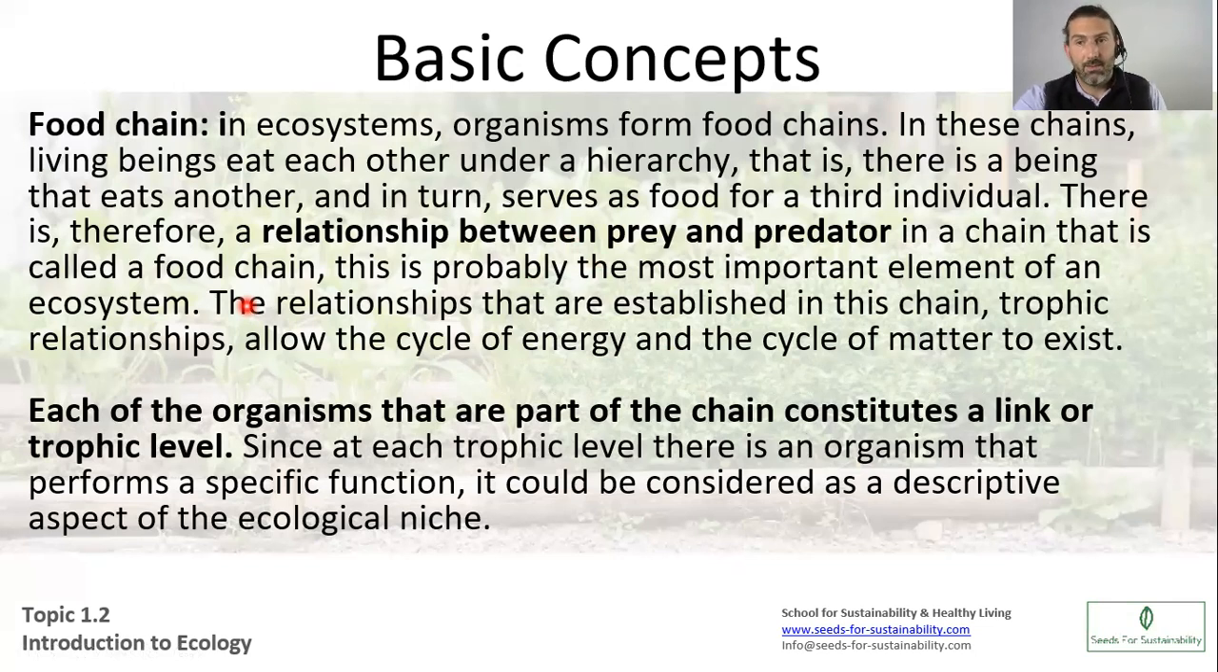The relationships that are established in this chain, trophic relationships, because we're talking about the trophic chain, allow the cycle of energy and the cycle of matter to exist. If it wasn't like that, where would the organic material be coming from? Okay, we mentioned the wind that maybe brings something onto your property. But we're talking more about animals eating herbs, plants, fruits, and other animals eating animals, and critters, they eat each other, and then they die and they decompose, and all of this cycling is what we're talking about. So this means that each of the organisms that are part of the chain constitutes a link or a trophic level.